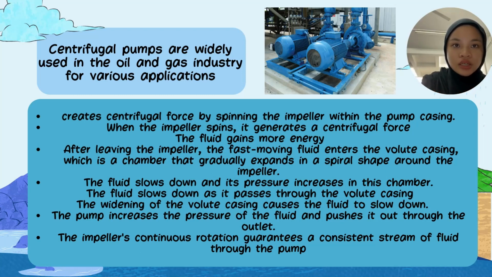And this pressure is strong enough to overcome any resistance in the system, such as friction in pipes or changes in elevation. So the impeller's continuous rotation will guarantee a consistent stream of fluid through the pump, resulting in a dependable and constant supply.